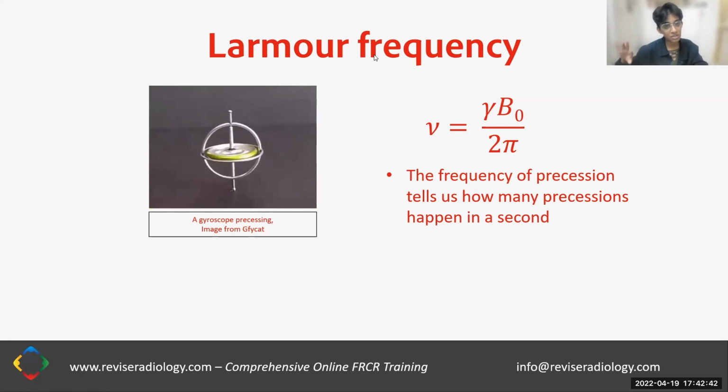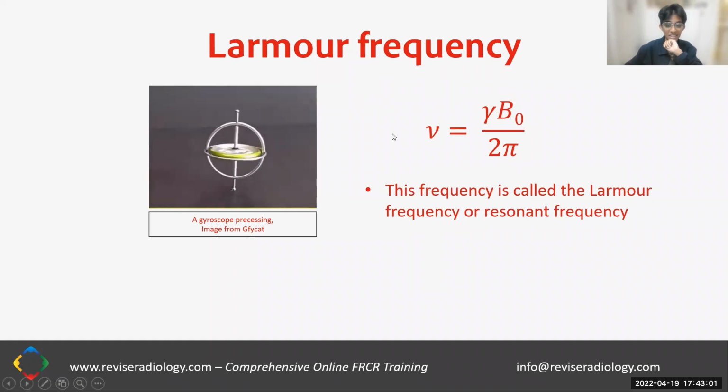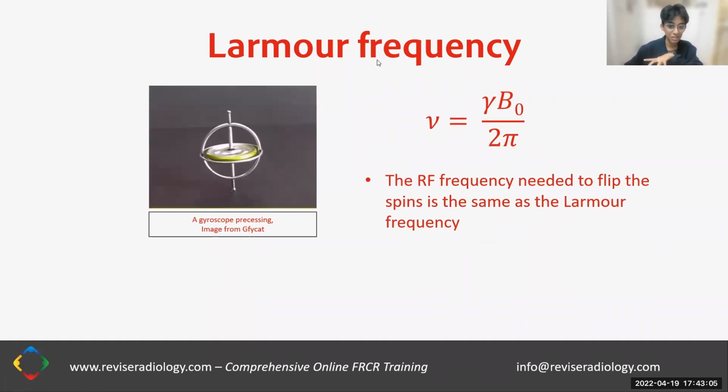Mu, that's the frequency of precession, also known as the Larmor frequency, is equal to gamma B naught by 2 pi. So we see that the Larmor frequency depends on the gyromagnetic ratio of the proton. It also depends on the external magnetic field. And this is a very, very significant concept that we need to understand. So this frequency is called the Larmor frequency or the resonant frequency.